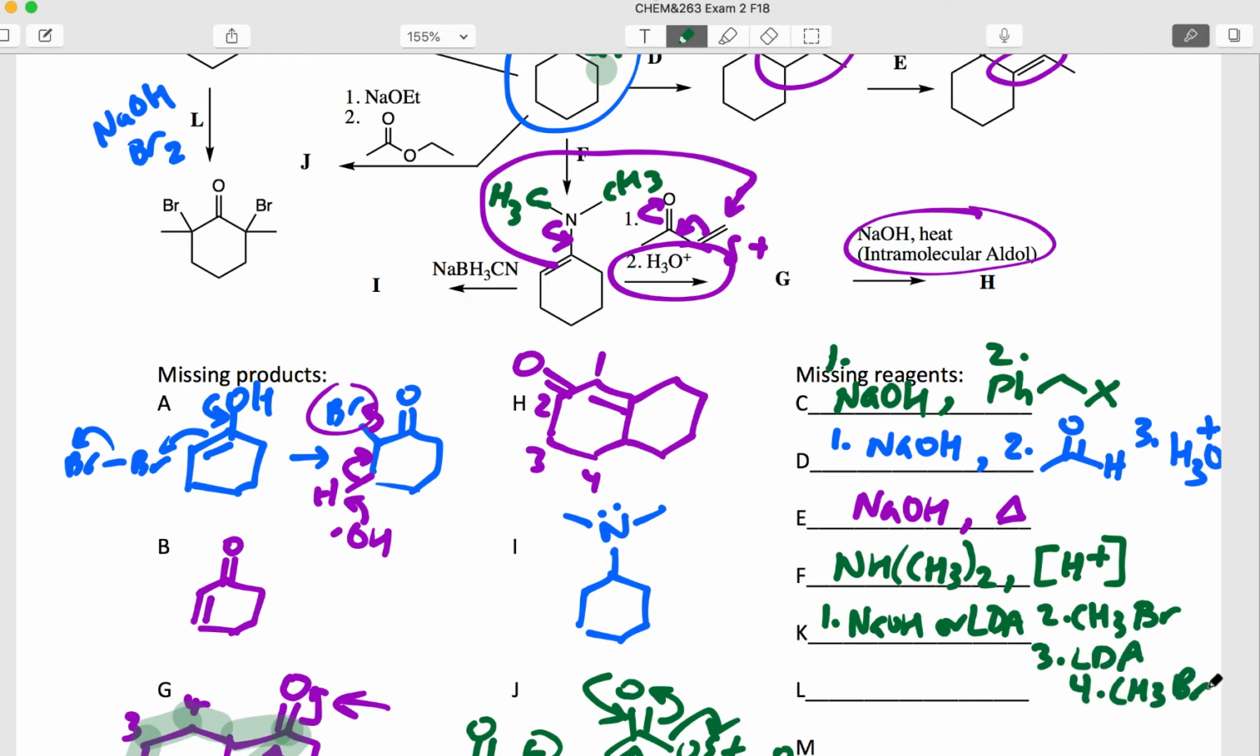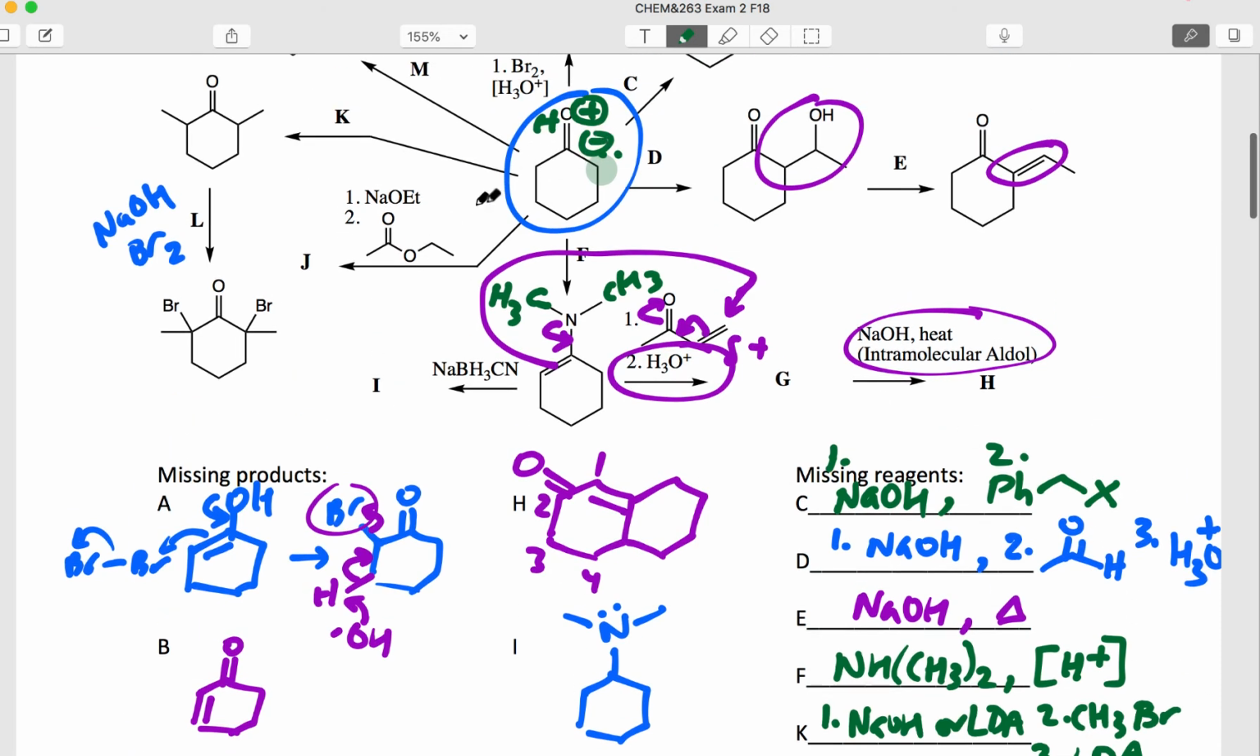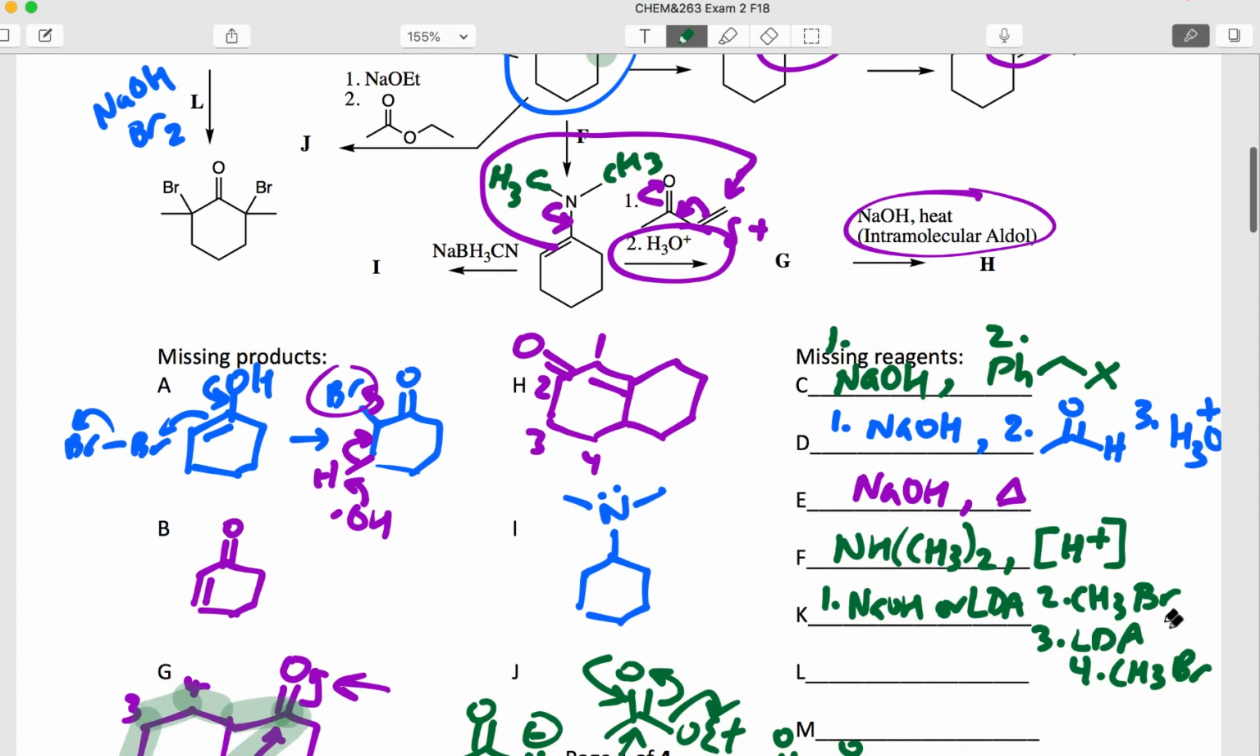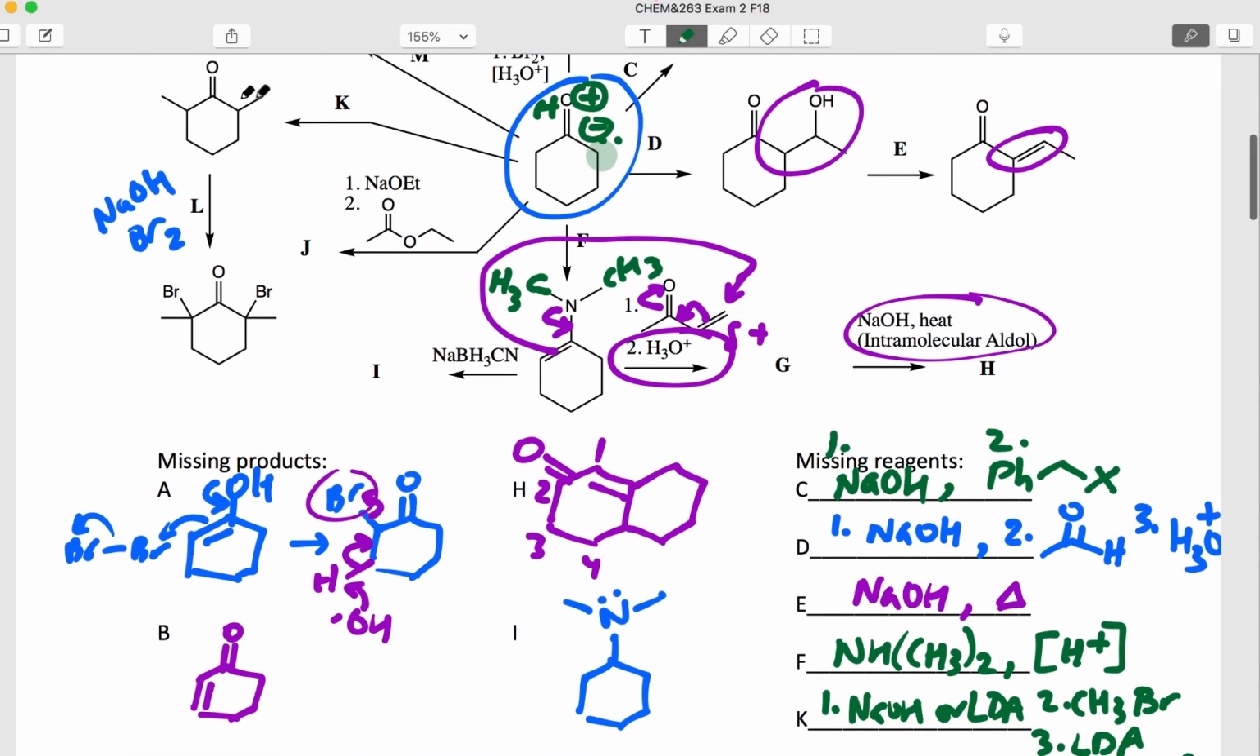Now on my answer key, I'm going to say LDA excess and CH3Br excess, and just do 2 steps. That's fine too. I'll just assume enolate on both sides, and then I add methyl iodide to both sides. It doesn't matter bromide or iodide. Okay, if you missed excess, that's okay. I just gave it to you, but I'm just looking for this idea that you know about the kinetic and the thermodynamic enolate, that you need to make sure you do the bulky one to get the methyls on the opposite sides of each other.